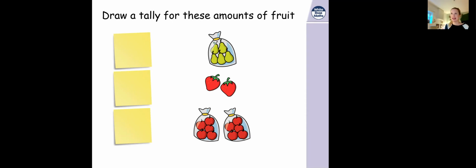I'm going to give you a minute there to think about how that would look, or you could jot it down to see if you can do the correct tally for each of those fruits. Pause me now so that you can have a try at doing the right tally marks for each of those fruits.